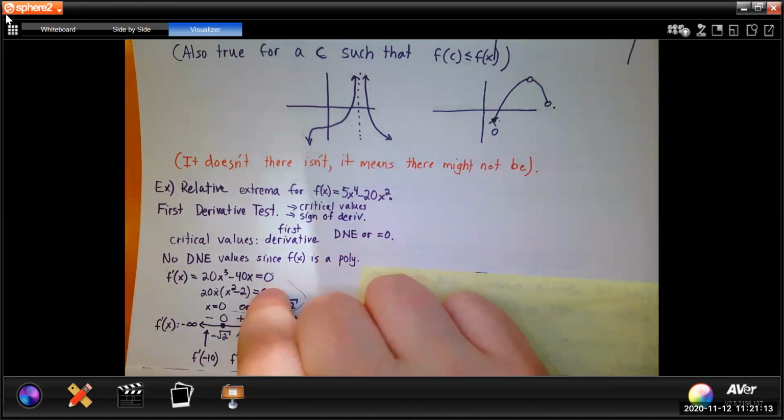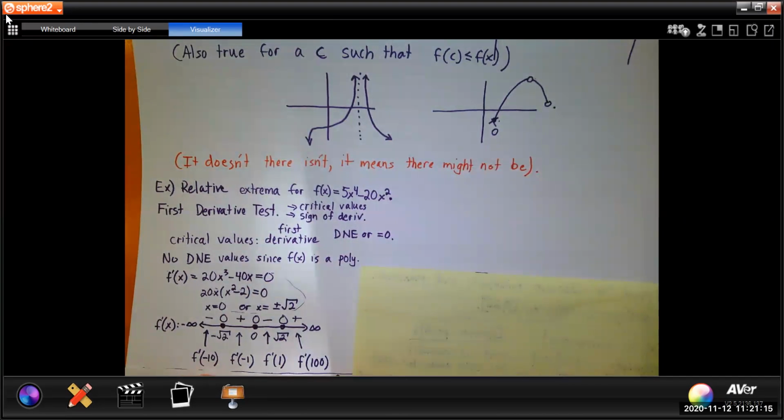So we don't care about what f prime of negative 10 is. What we care about is whether f prime of negative 10 is negative or positive. Really quickly, I know it's negative because 20 times negative 10 is negative, and negative 10 squared minus 2 is positive. It's going to be a negative times a positive. A value between negative root 2 and 0, like negative 1, is going to make 20 times x negative, and x squared minus 2 negative. A negative times a negative is positive.